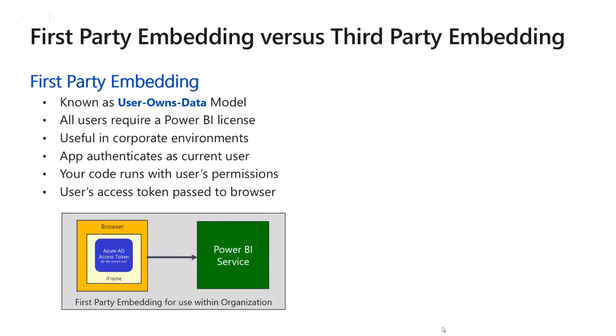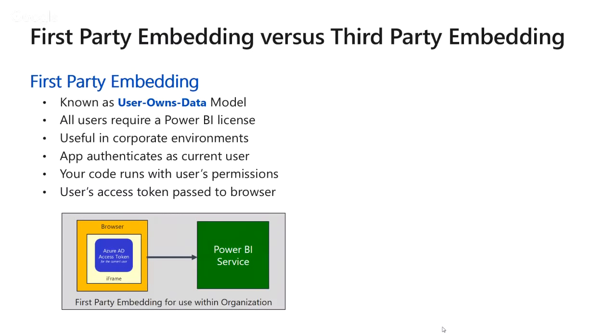Yeah, there you go. First party embedding is when you authenticate the user and then you take that access token that has the current user's identity and you use that to interact with the Power BI service. Now, when we create that iframe, we're going to have to pass a security token back. And so it's just the user's Azure AD access token that we push back to the browser. And that is what gets passed to the Power BI JavaScript API when we embed the report or we embed the dashboard.